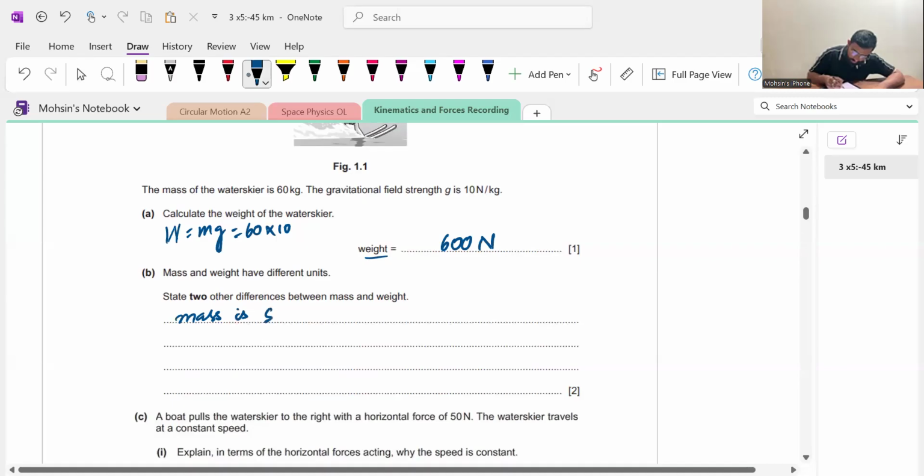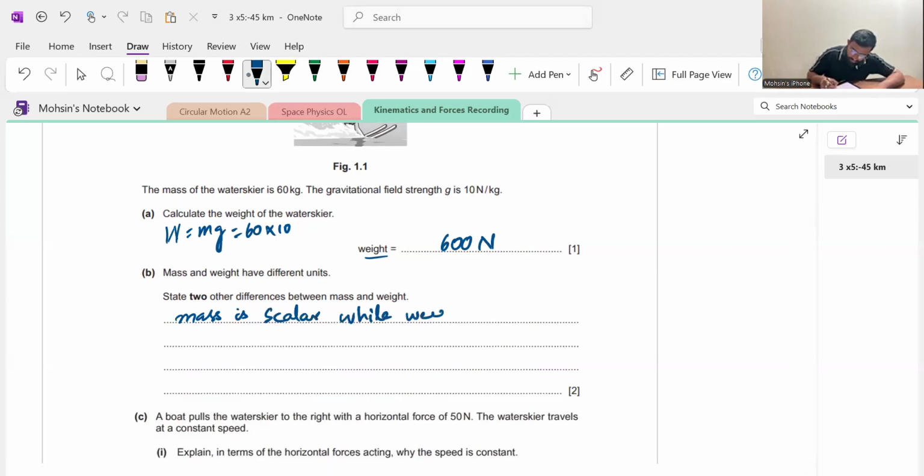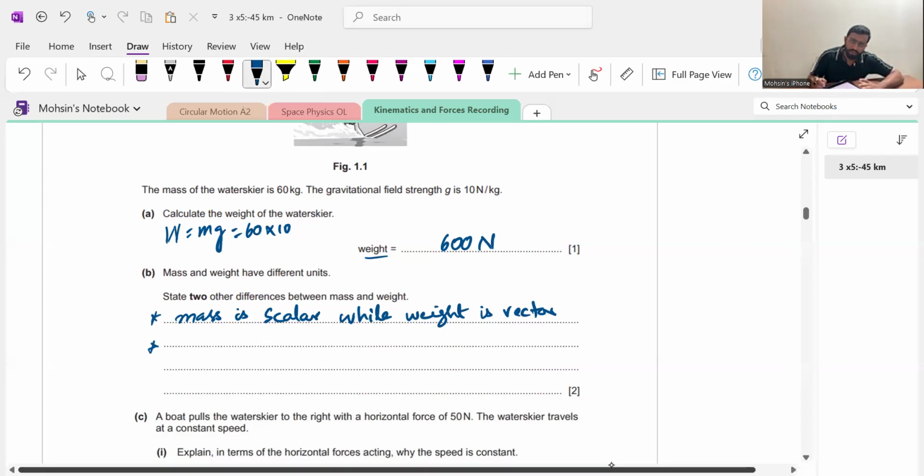Mass is scalar while weight is vector, the first one. And the second one, units. We know mass is kilogram, weight is Newton, but they are not asking for the unit because they have mentioned different units and you are required to tell some other difference. Mass remains same everywhere, but weight varies according to the gravitational field strength.